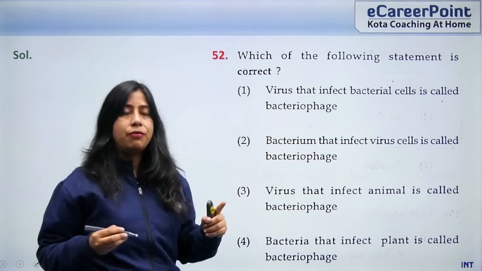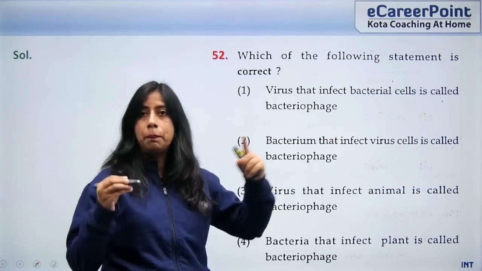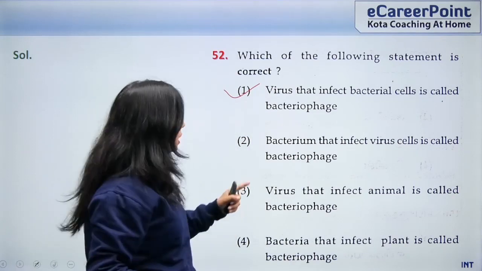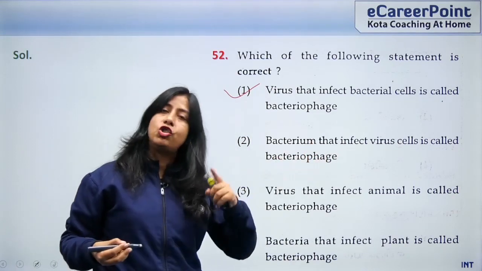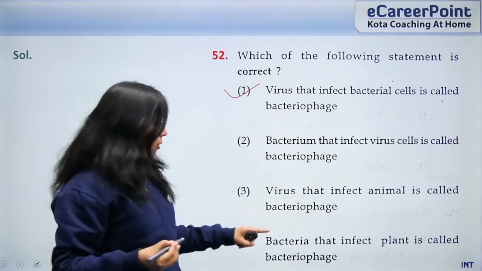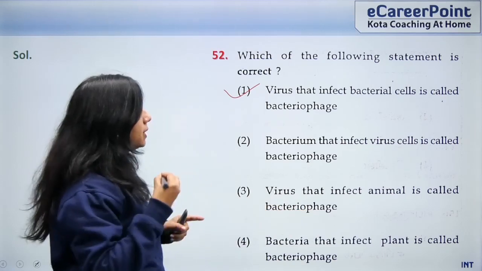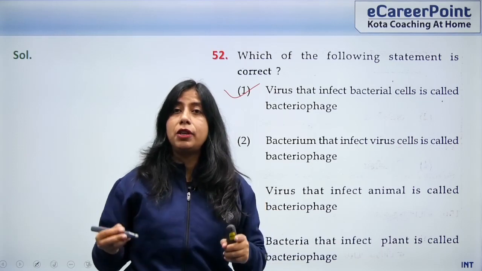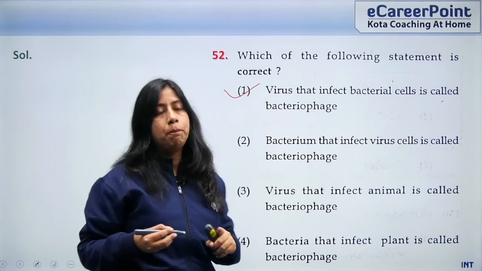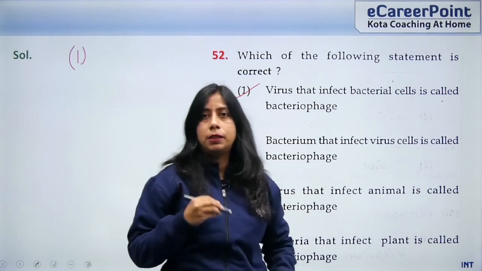So if we go with that definition, let's see the first definition: virus that infects bacterial cell. Correct. So this is the answer. Let's see the other definitions. Bacterium that infects virus, it's just the reverse, which is wrong. Virus that infects animal, wrong. Bacteria that infect plant, wrong. So here the correct statement and the proper correct definition of bacteriophage is the virus that infects bacterial cell. So here option number 1 will be the right answer.